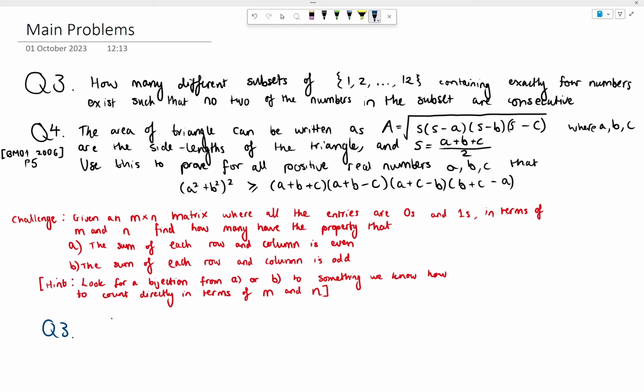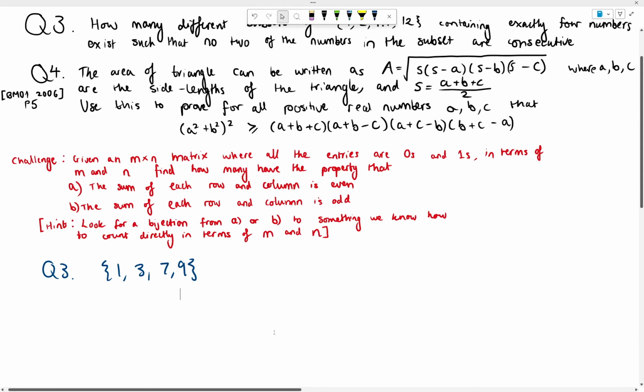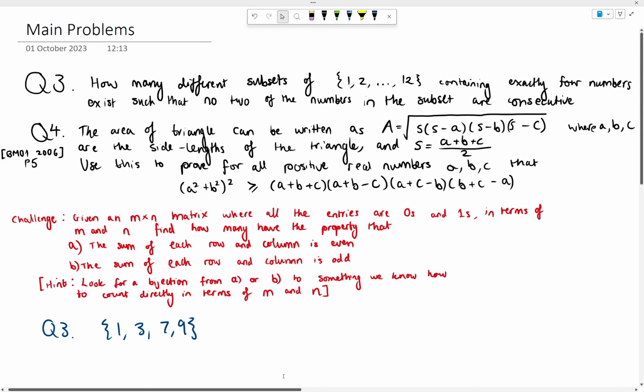So for example, 1, 3, 7, and 9. This is a subset of 1, 2, all the way up until 12. And the question is asking how many contain exactly 4 numbers such that no 2 numbers are consecutive. So before, when we were trying to encode this into choosing some moves, the moves that we were trying to choose came naturally. With this problem, categorizing a move is a bit more tricky.